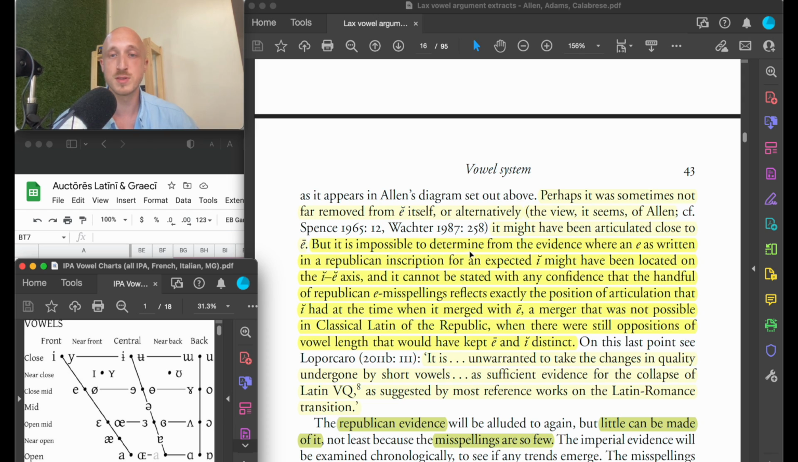But it was impossible to determine from the evidence where an e, as written in a Republican inscription for an expected I, might have been located on the I-E axis. And it cannot be stated with any confidence that the handful of Republican e misspellings reflects exactly the position of articulation that I had at the time when it merged with e, a merger that was not possible in classical Latin of the Republic when there were still oppositions of vowel length that would have kept e and I distinct.